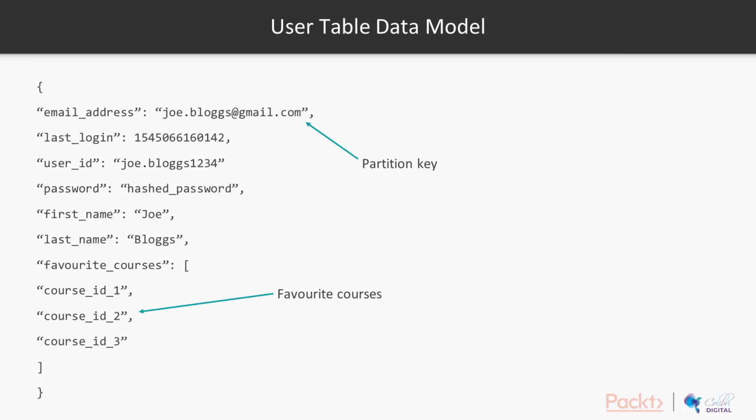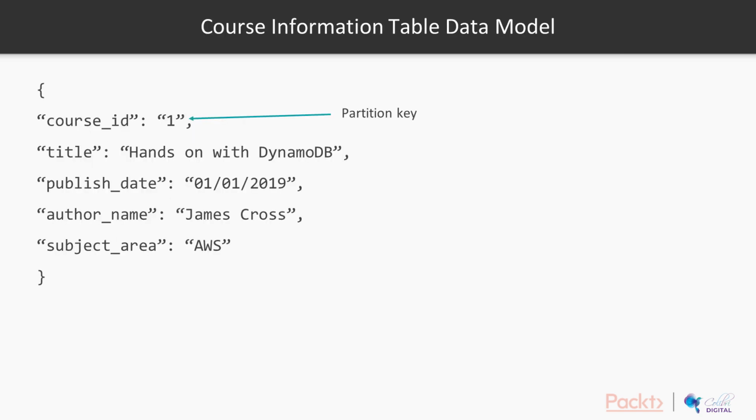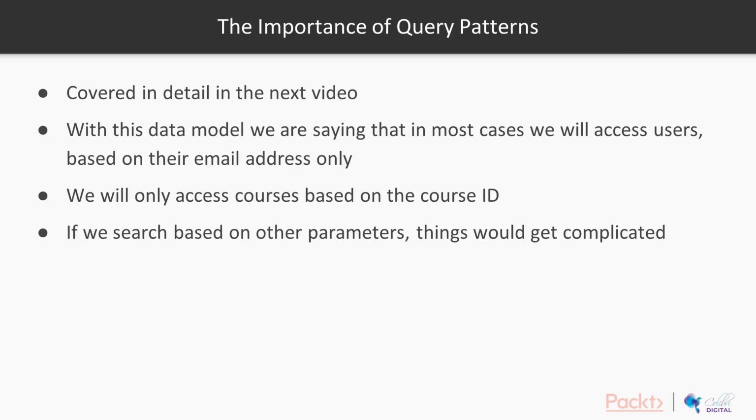Now, there are a few workarounds using secondary indexes and that kind of thing. And we'll talk about the positives and negatives of that approach as well. But for now, let's just assume that we can only access users based on email address, and we can only access courses by course ID. We won't be able to search by author name or publish date or anything like that. And it's really, really important. If we want to search based on other parameters, things are going to get complicated. So that's all for this video.